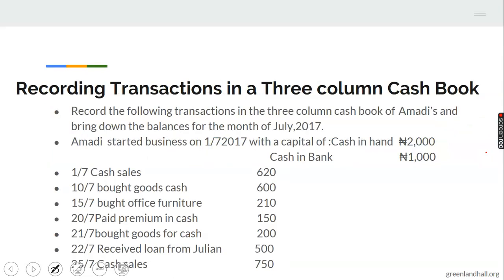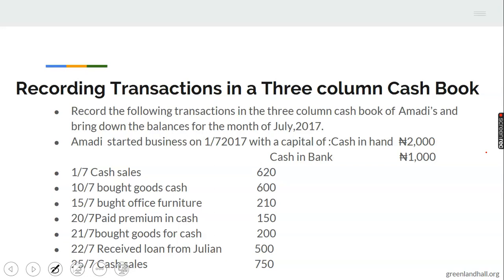In recording transactions in a 3-column cash book, the same double entry principle equally applies here. For example, if we are asked to record the following transactions in a 3-column cash book of Ahmad and bring down the balances for the month of July 2017. Ahmad, we are told, started business on 1/7/2017 with a capital of 2,000 naira cash in hand, and then cash in bank is 1,000 naira.